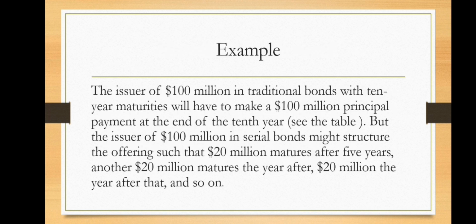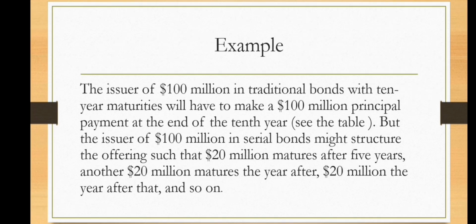So, this is the example. The issuer of $100 million in traditional bonds with 10-year maturities will have to make a $100 million principal payment at the end of 10 years. The issuer of $100 million in serial bonds might structure the offering such that $20 million matures after 5 years, another $20 million matures the year after, and $20 million the year after that, and so on.